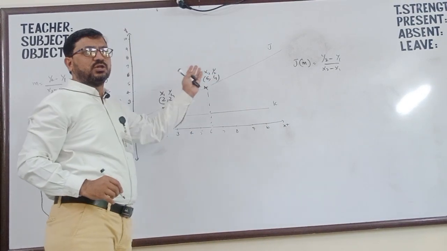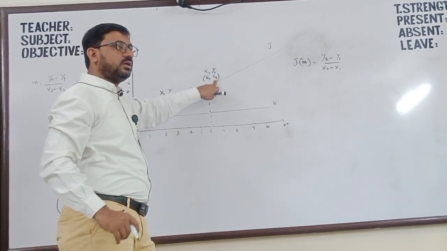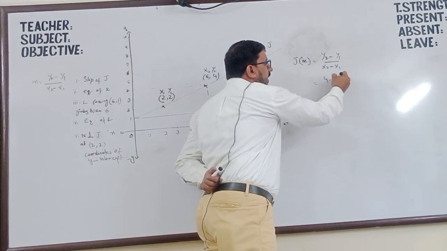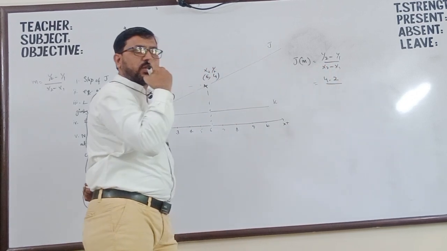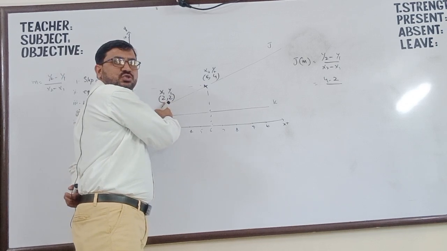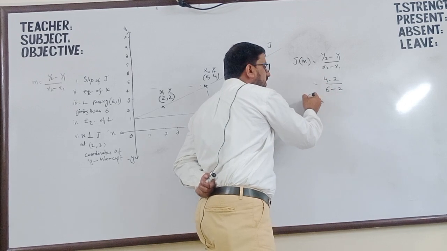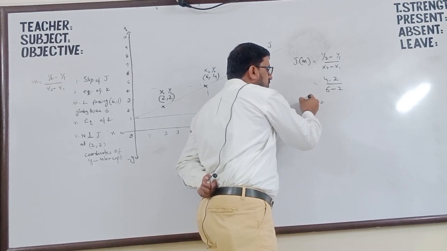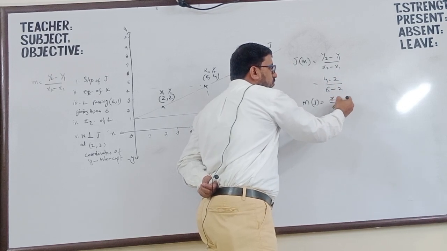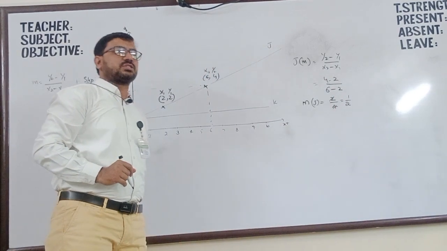Now substitute the values from these two ordered pairs in the formula. Your y2 is 4 and y1 is 2. So it would be 4 minus 2 by x2 minus x1. What is the value of x2? 6, and the value of x1 is 2. So this would be 6 minus 2. So what is the slope of J then? The slope of your line J: 4 minus 2 is 2, 6 minus 2 is 4. So the slope for J is 1 by 2. That is the first part of the question.